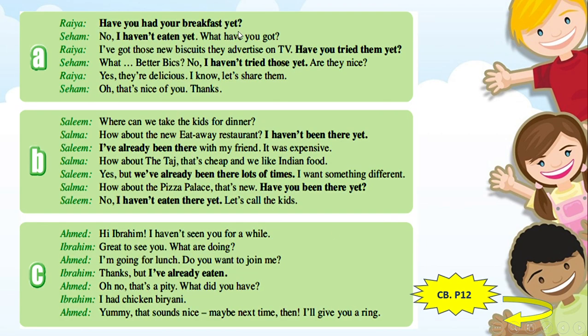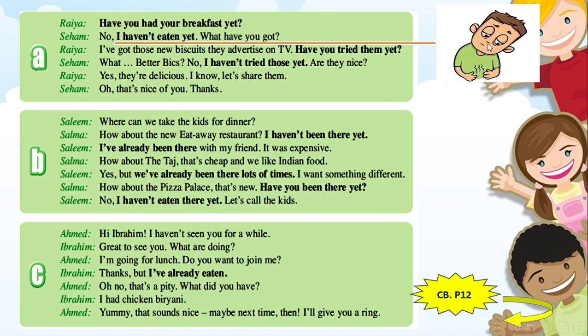Have you had your breakfast yet? No, I haven't eaten yet. Look here, students. My stomach is empty. I'm hungry. I haven't eaten yet. So, do you think this action has taken place, students, or hasn't taken place? Haven't eaten yet. Very good. This action hasn't taken place yet. It didn't happen yet. Very good. Let us have another example, students.